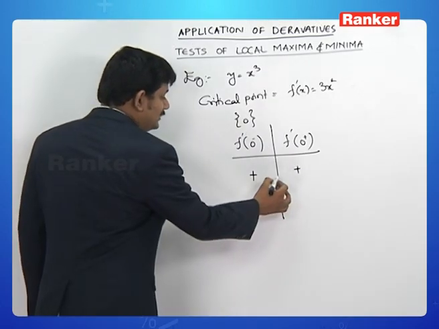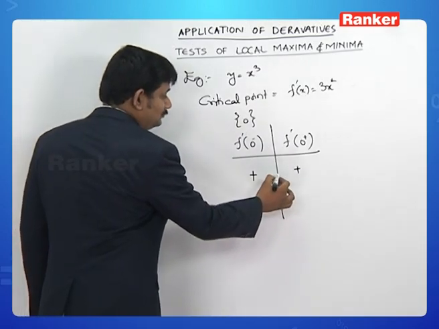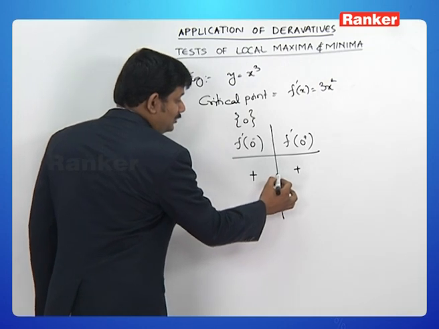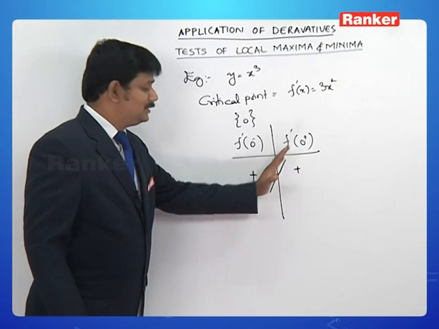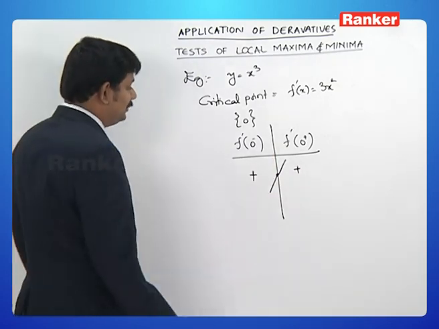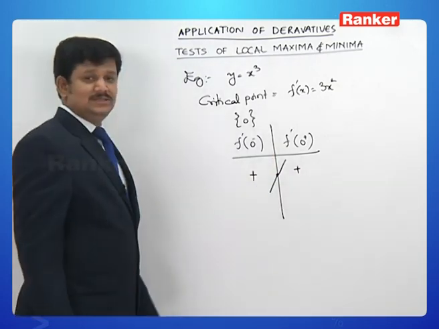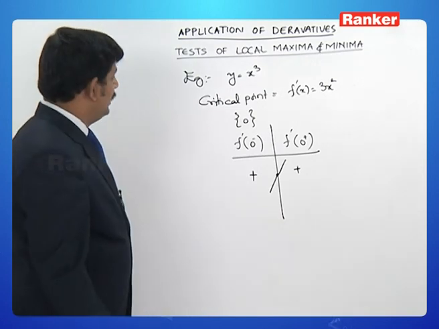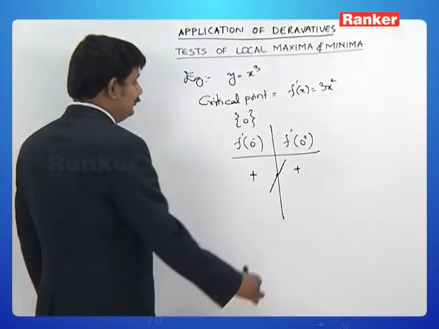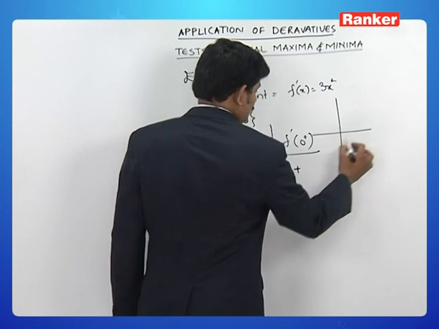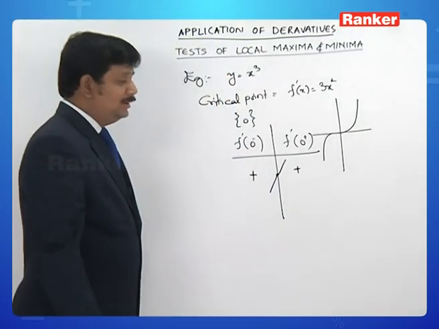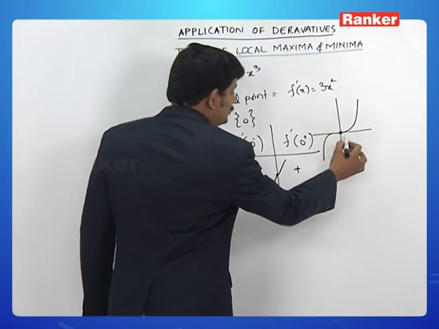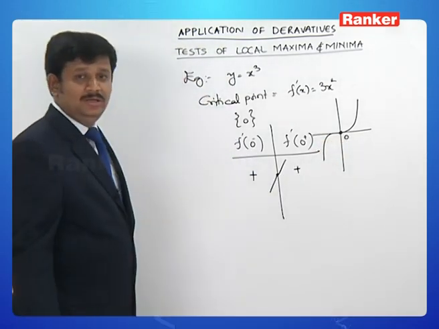Now, to the left, tangent slope is acute, positive, and to the right also tangent slope is positive. So, it is acute angled inclination tangents. So, when both of them are acute angled inclination tangents, it is neither a point of maxima nor a minima. It is called a point of inflection. So, when we draw the graph of x cube and observe, this is how the graph would be. It is a point of inflection at 0. It is neither a point of maxima nor a minima.